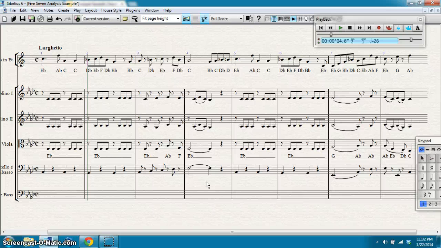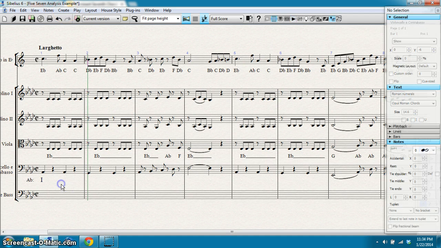Okay, so at the beginning we have A flat in the bass, and then E flat, A flat, and C in the upper strings. So we get, okay, that all sounds like one chord to me that's been repeated. And it is. So we're in A flat major, and that is I. So let me write that in here.